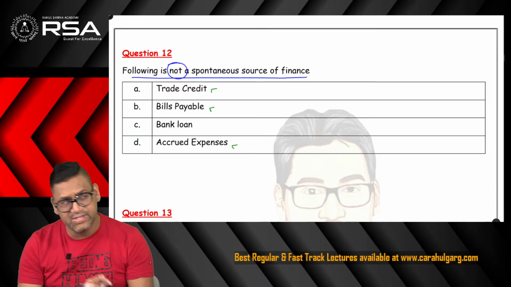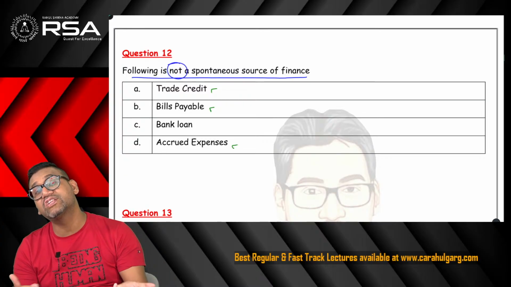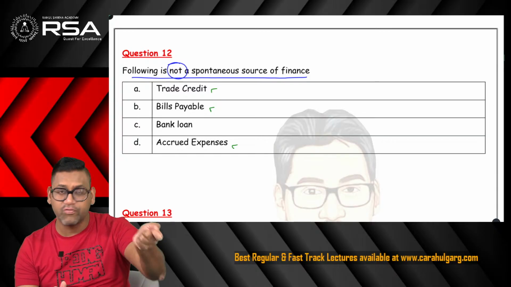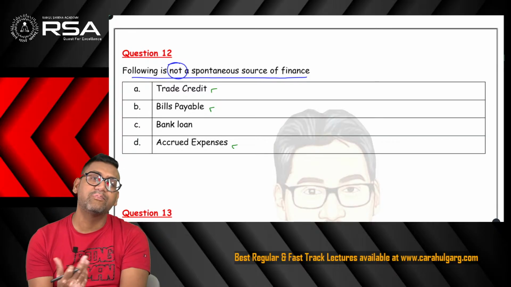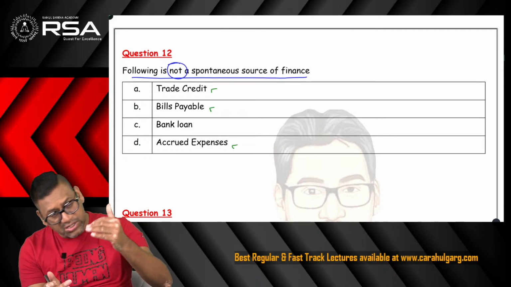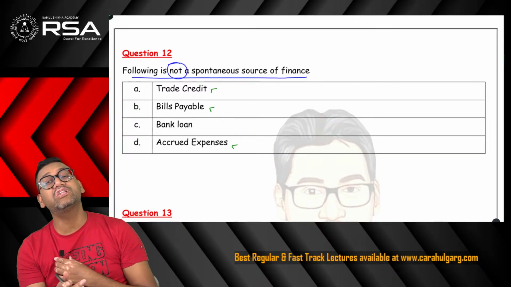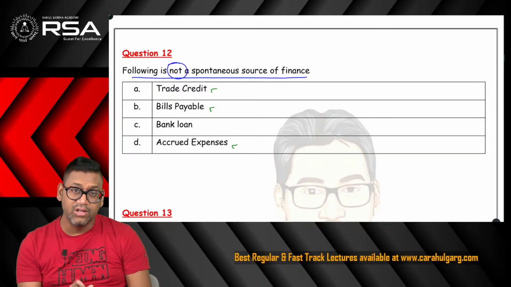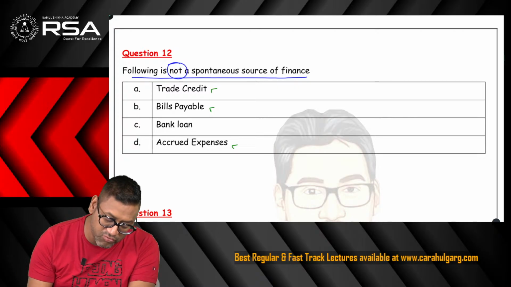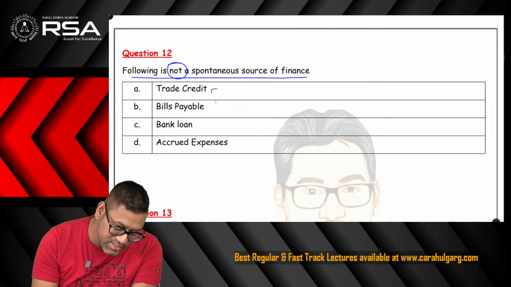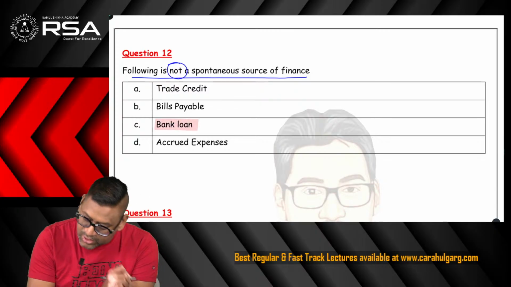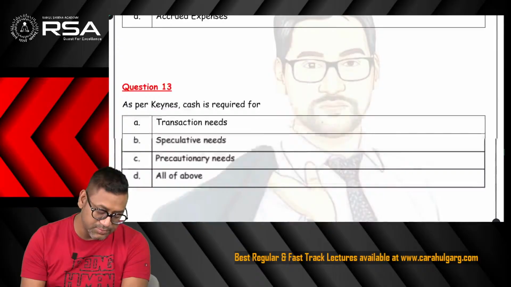Accrued expense means I have incurred the expense, but I have not paid the money, right? So that is again a spontaneous source of finance, because you have not paid the money, but you have taken the service. For example, I have employees in my organization. I don't pay them the salary on a daily basis. The month is over, and after the end of the month, in the next 7 days, I have to pay the money, right? So that expense is accrued. So these are all spontaneous sources. The one which is not a spontaneous source is the bank loan. So bank loan, child, becomes the correct answer. This is your correct answer.